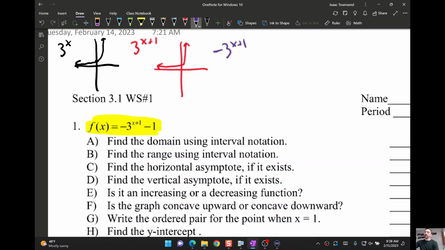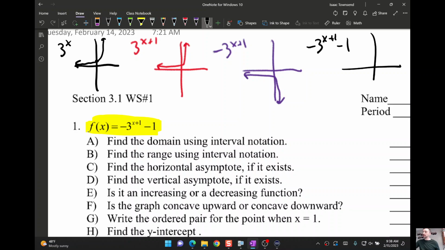The next transformation would be dealing with this negative, and this negative out front like this flips your graph over the x-axis. So now it looks roughly like that. And then finally the -1 is going to shift our whole graph down 1. So I'm going to take this and do my best to make it look like it goes down 1.